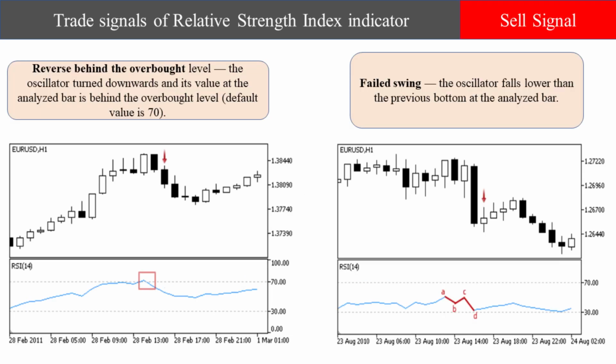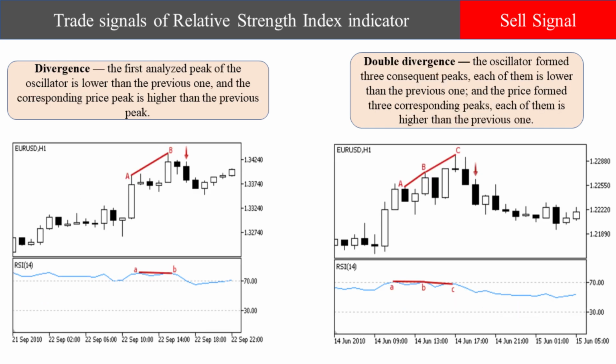Sell signal: reverse behind the overbought level. The oscillator turned downwards, and its value at the analyzed bar is behind the overbought level. Default value is 70. Failed swing. The oscillator falls lower than the previous bottom at the analyzed bar. Divergence. The first analyzed peak of the oscillator is lower than the previous one, and the corresponding price peak is higher than the previous peak.